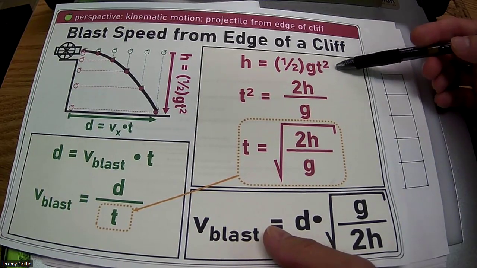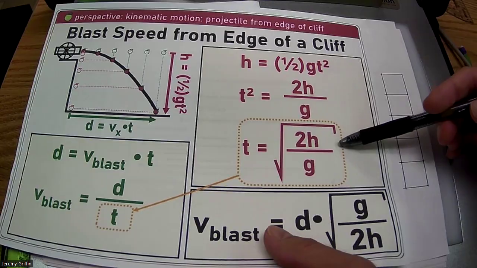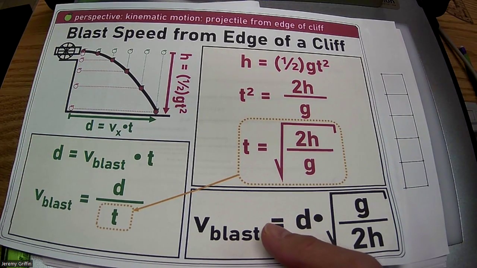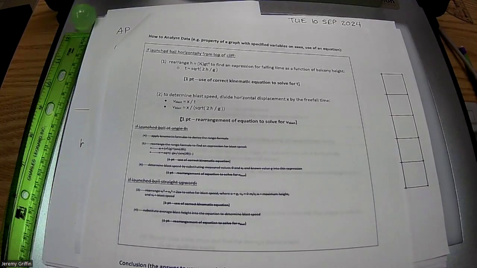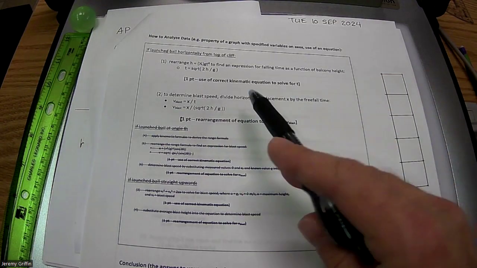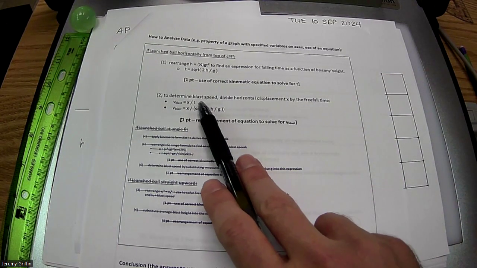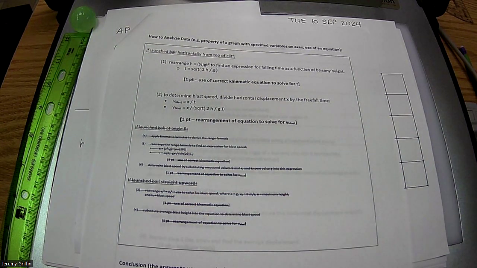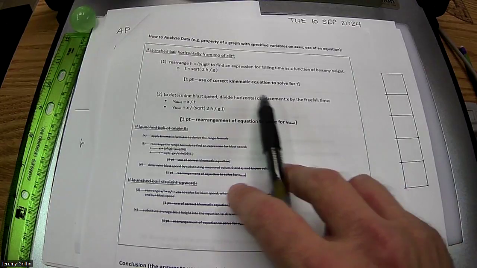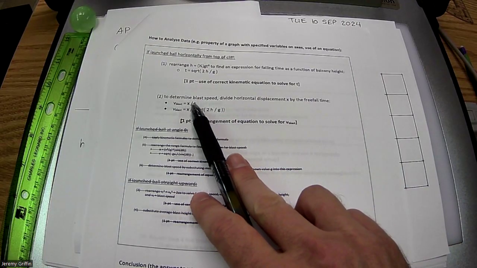Okay, so you have to start with this first step and then rearrange it and solve for t. Did you guys get a little bit less than a second to fall 4 meters? Because it would take 1 second to fall 5 meters, wouldn't it? So a little less than a second to fall 4 meters. Okay. So that's a point right there for that. Okay. Then to determine blast speed, just take that horizontal displacement and divide by that fall time. Boom, just like that. That's it.